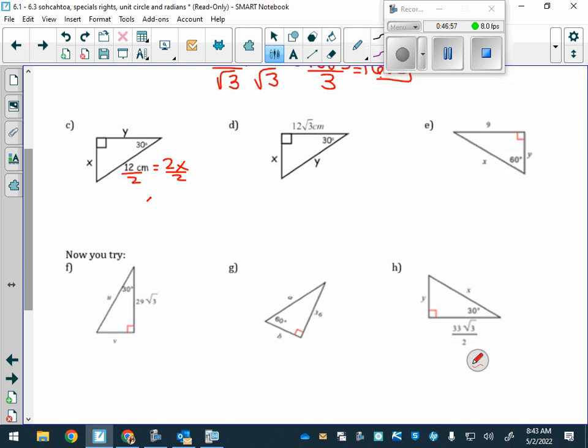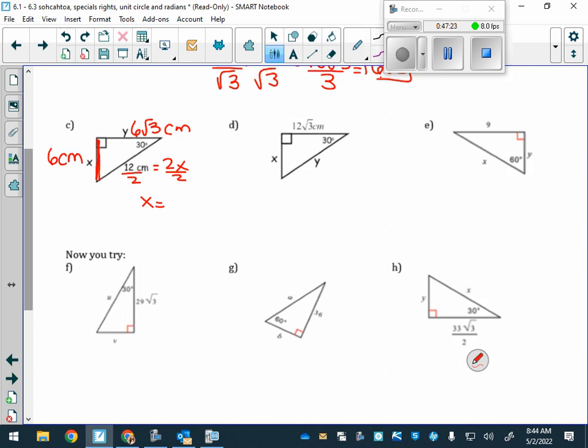Divide by 2. What is our side length? What is across from 30? Go ahead, Luce. 6. Then if this is 6, what is across from 60? Go ahead, Luce. 6 root 3. Excellent. Okay. Good job, you guys.